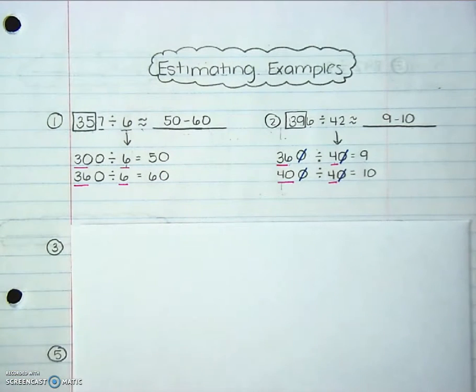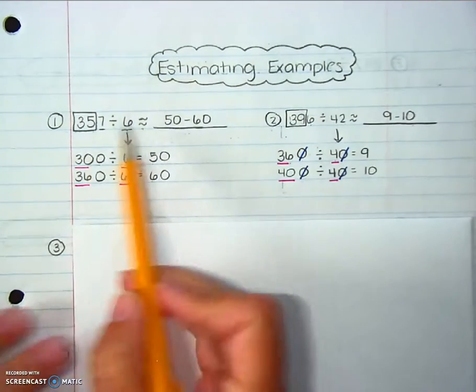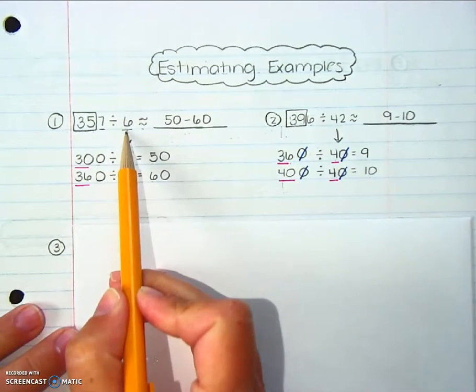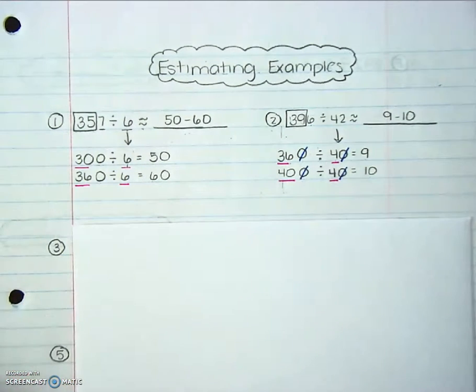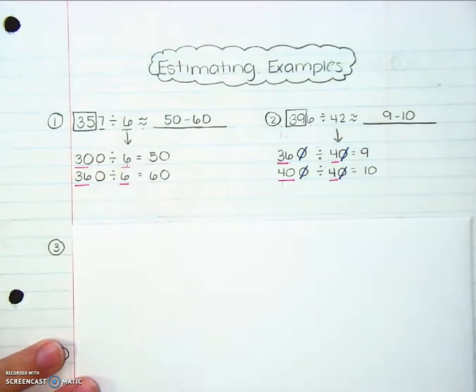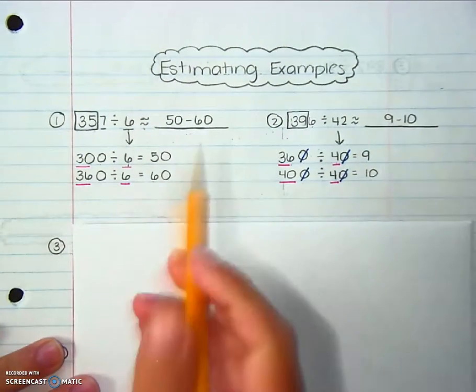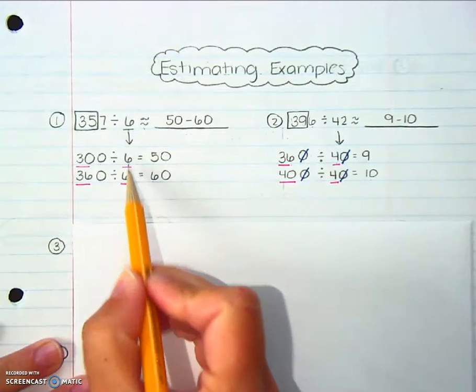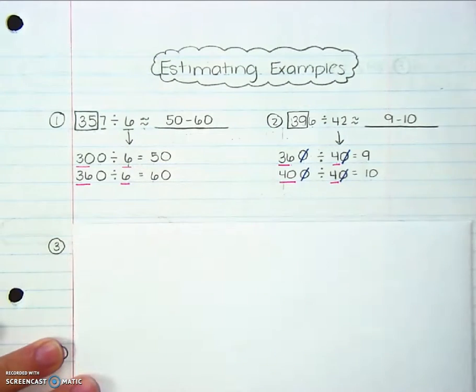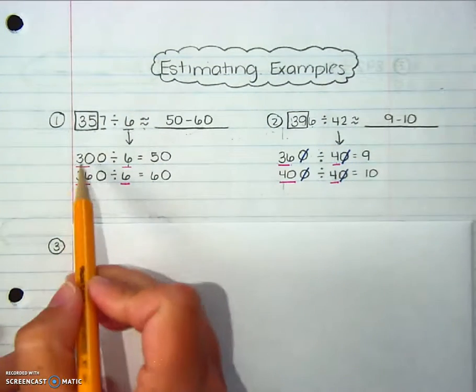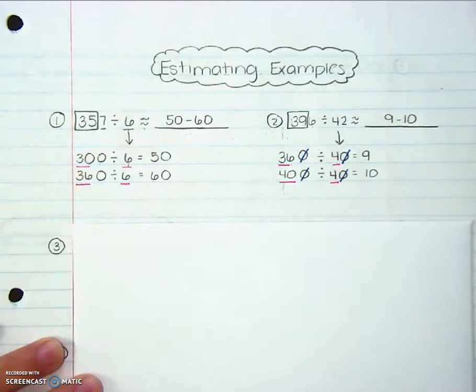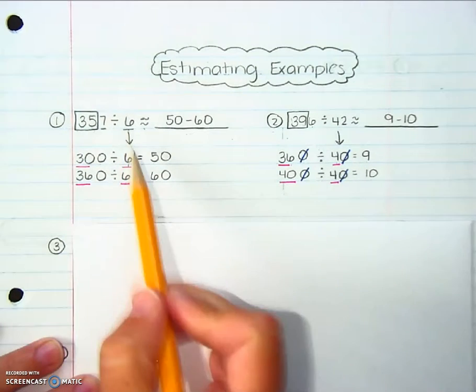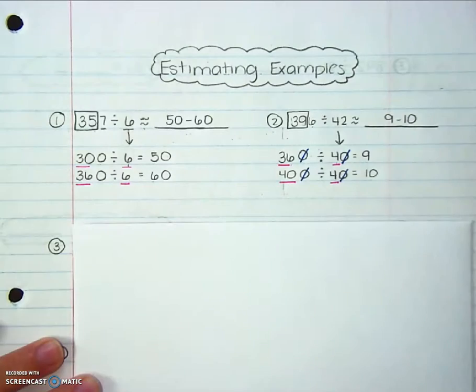So let's talk about how I got that answer. When I'm estimating, the divisor is always going to be the most important thing to look at first. If your divisor is a single digit, like it is in this example, you're going to keep it exactly the same. And you'll notice I wrote down two different estimates. That's because I want to find one lower and one higher than my actual dividend. So single digit divisor of 6 is going to stay exactly the same.